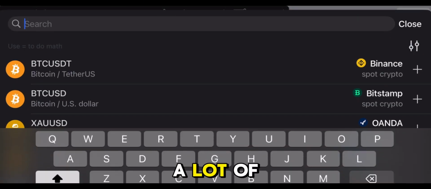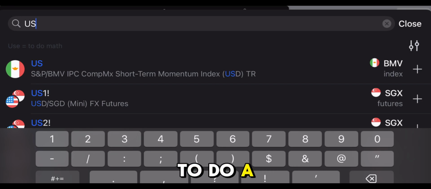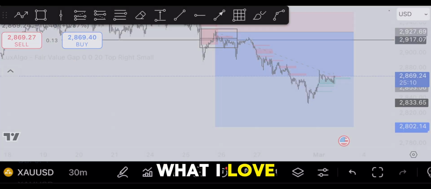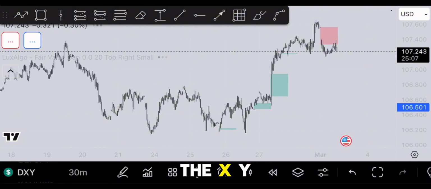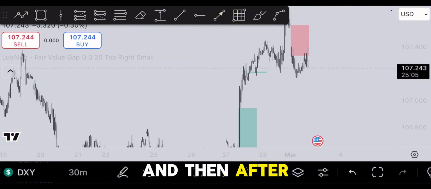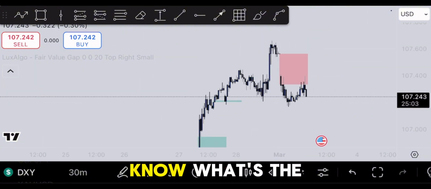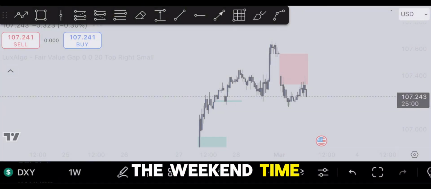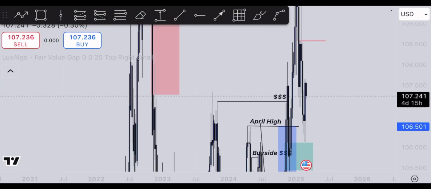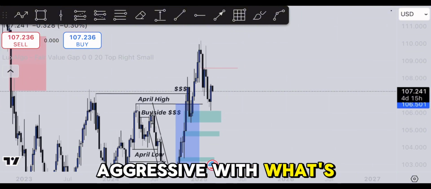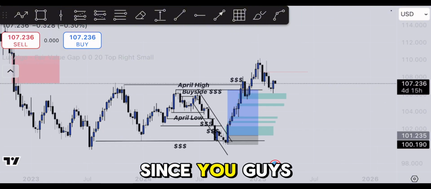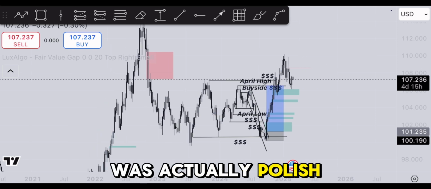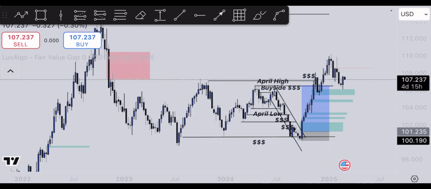So a lot of you guys have been asking me to do a trade breakdown on EUR/USD. So with EUR/USD, what I love to do is I first look at DXY, and after I look at DXY, then I'll know the direction of EUR/USD. So I love to start on the weekly time frame to just have a grasp of what's actually happening in the market. So if you guys can see, I was actually bullish with DXY the whole time.